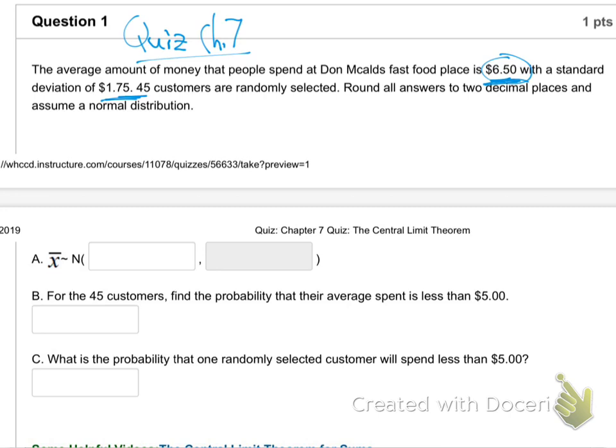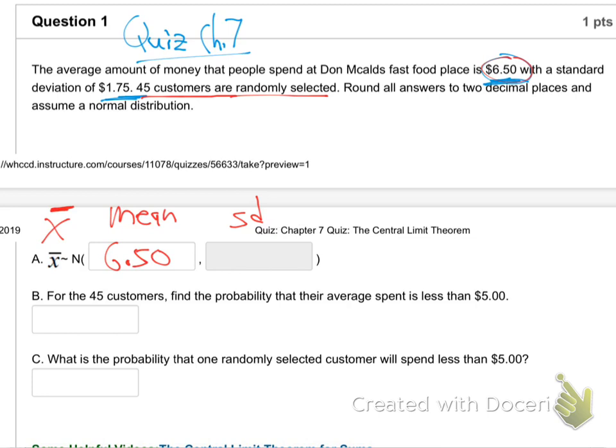Standard deviation $1.75. 45 customers are randomly selected. All right, here we go. Notice the bar. That's the big deal, right? That means average. So they're saying, what's the distribution of the averages? Normally distributed. So you know the deal. Mean, standard deviation. The mean is whatever it was, $6.50.